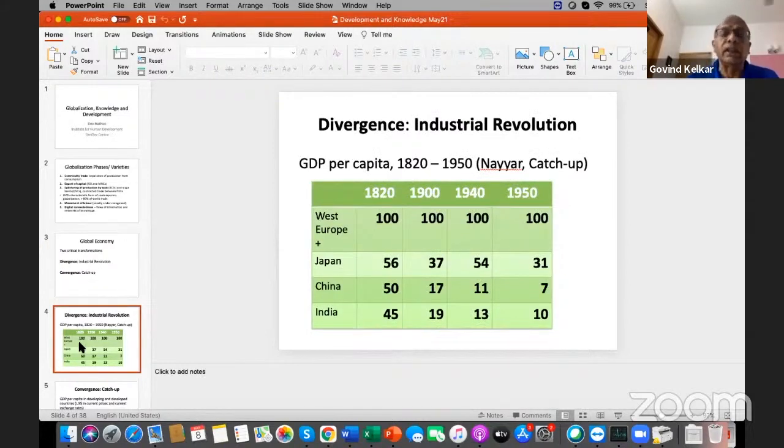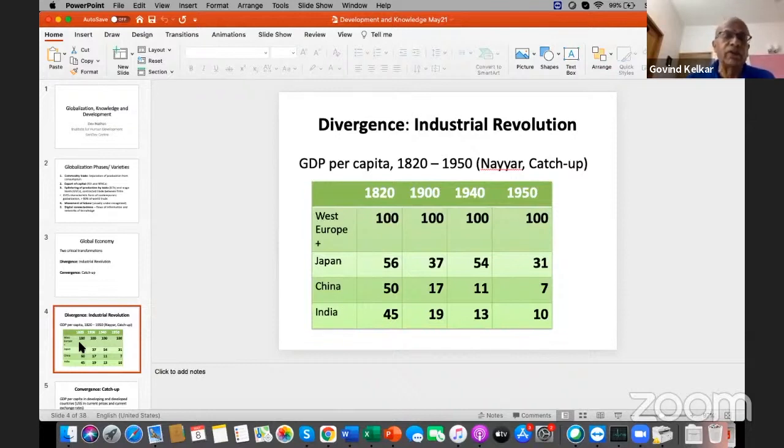Now, this is the data I've put together, from Deepak Nair's book on catch-up. He has a more recent book on convergence, which will encompass all this. But see what happened to GDP per capita. If we take Western Europe as the standard, 100 from 1820 to 1950, Japan fell from 56 in 1820 to 31 in 1950. But look at what happened to China and India.